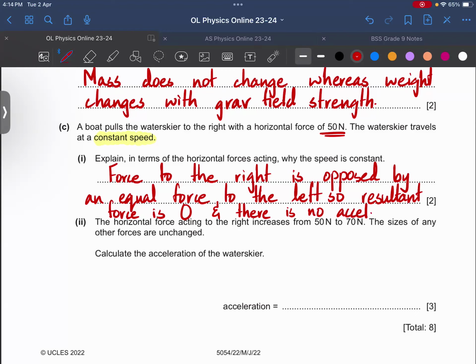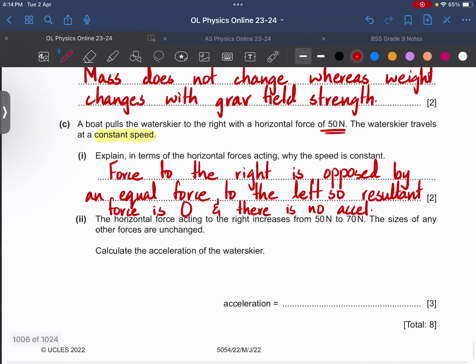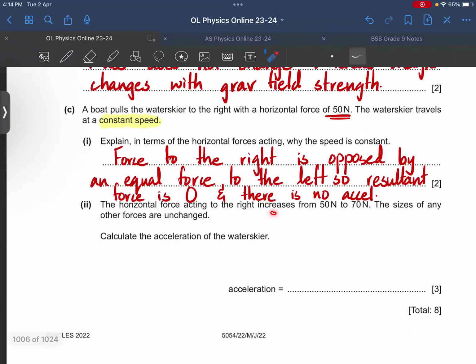Right? This is just a very, very detailed answer to this. ठीक है, ये हो गया. Horizontal force acting to the right increases from 50 to 70 Newton. Sizes of any other forces are unchanged.